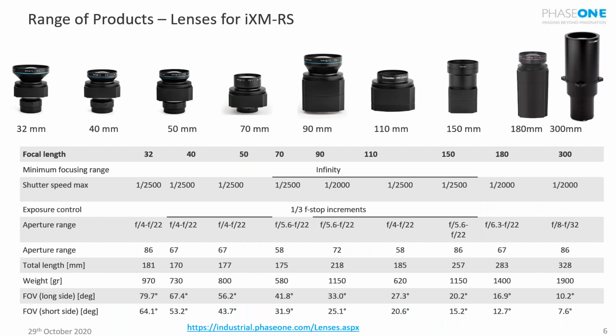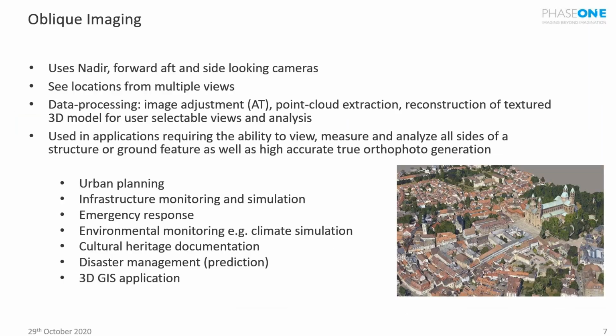Phase 1 has a range of lenses that supports flight at any altitude. So the customer that buys the cameras can match them with any lens that he needs based on the flight altitude. And now to the oblique imaging.